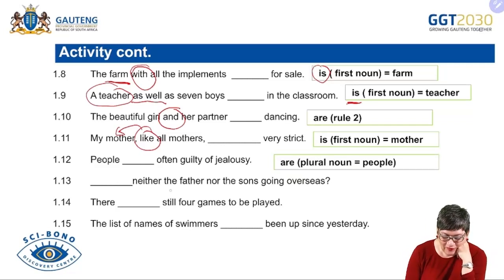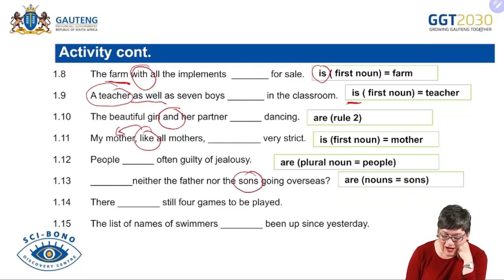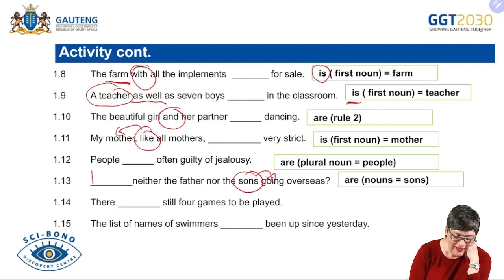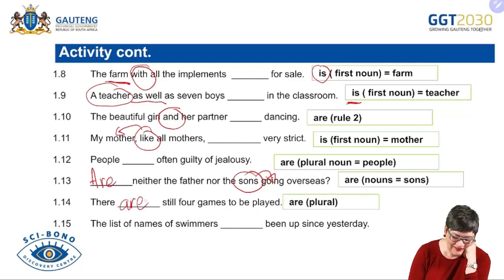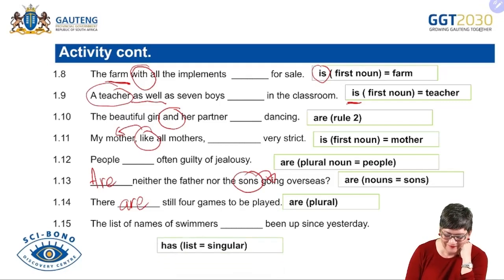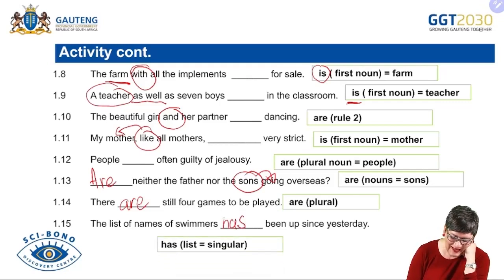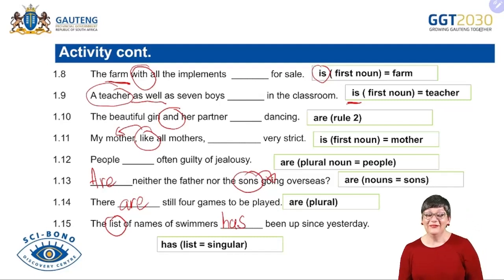Now, neither the father nor the sons going overseas. And your answer is? Look at the noun nearer to the verb, and that's why you're going to use are. There is or are still 4 games to be played. No, games are, of course, plural. And the list of names of swimmers, can you get that one? I say has, because list is singular. Oh, well done, hey? Well done. But can you see how you literally have to sit and figure it out?